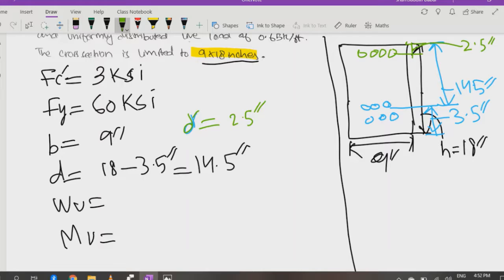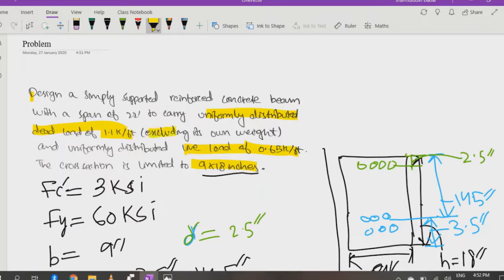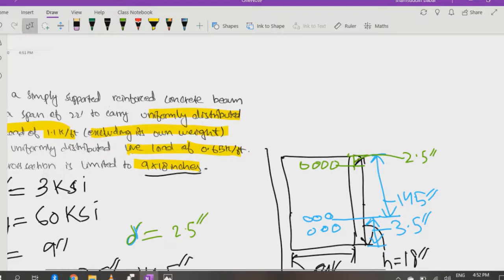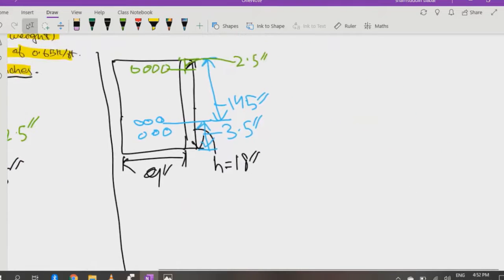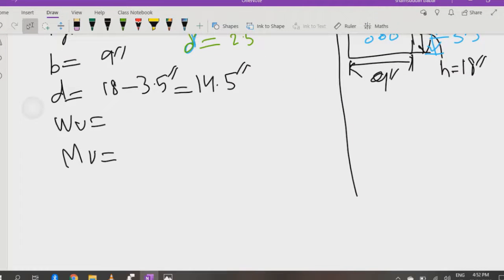Now we will calculate Wu. W is a factored load, which should be provided by the examiner. Now we have a dead load of 1.1 k and a live load of 0.65 k, uniformly distributed. It is uniformly distributed excluding its own weight, so we have to calculate the self weight as well. So remember these values, 1.1 and 0.65.